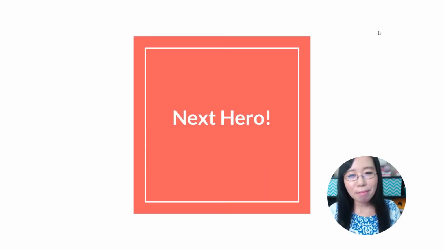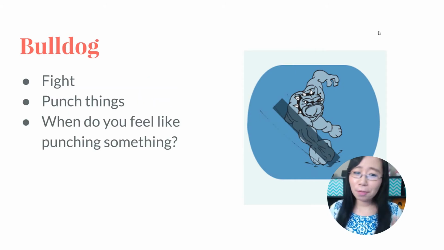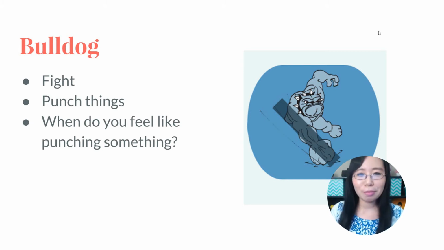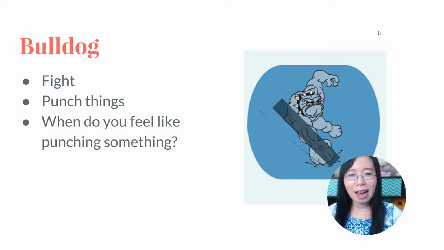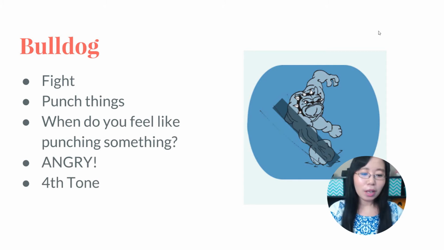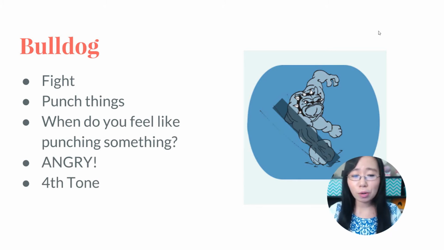Okay, now let's go ahead and meet our next hero. So based on this picture, what does he like to do? He looks like he likes to fight or punch things, right? When do you feel like punching something? I mean, hopefully you don't just like to punch something out of the blue, right? Ha! It is blue. Anyways. Usually when we are angry, right? So when you're angry, I want you to associate that very angry tone with the 4th tone. So when you see this character, he represents the 4th tone.